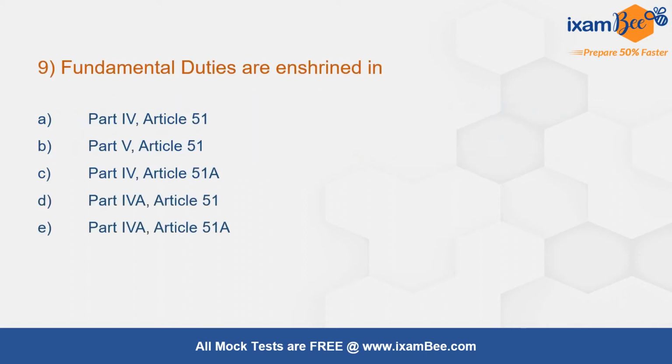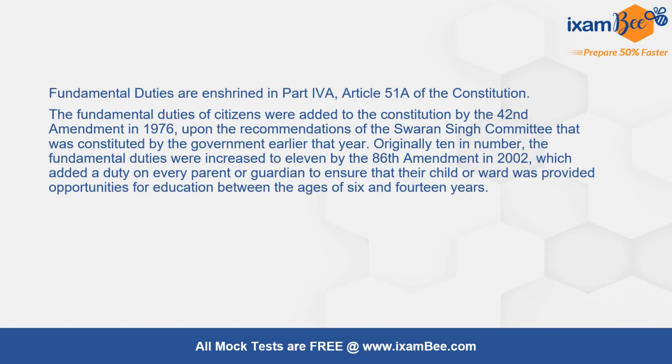Question number 9. Fundamental duties are enshrined in... The correct answer is Part 4A, Article 51A. Fundamental duties were added by the 42nd Constitutional Amendment Act in 1976. Originally, there were 10 fundamental duties. Later, by the 86th Amendment Act, the 11th fundamental duty was added with respect to the right to education of children between the age of 6 and 14 years.